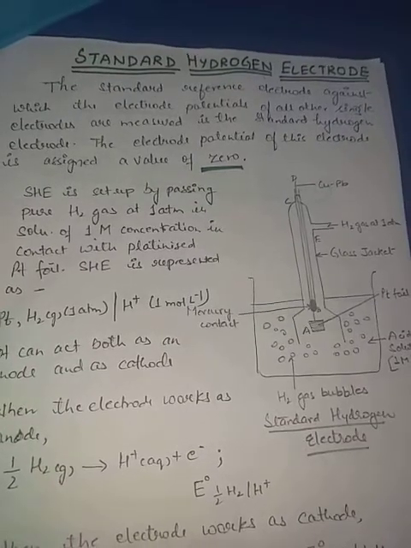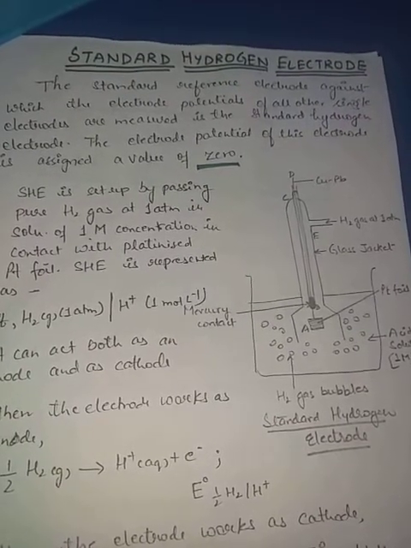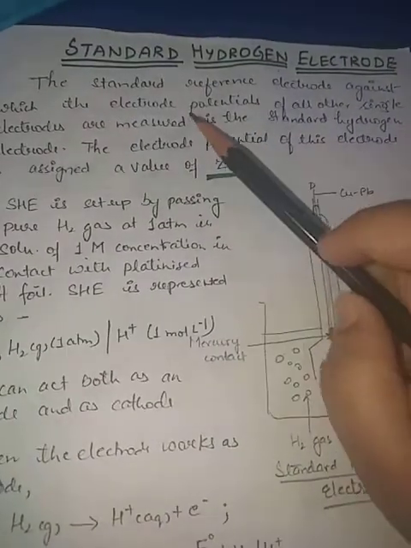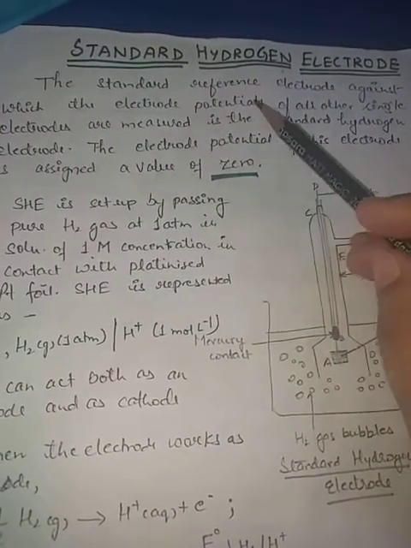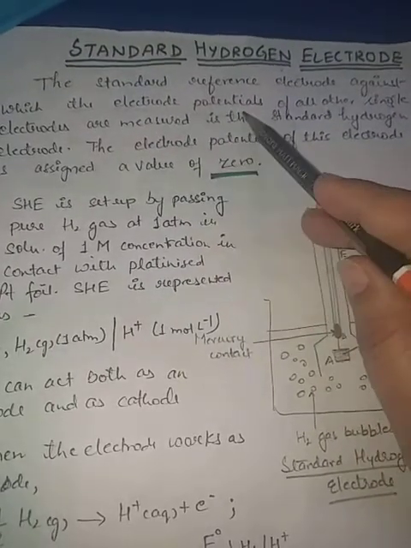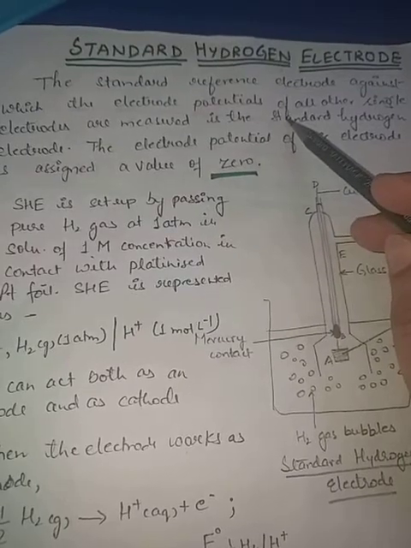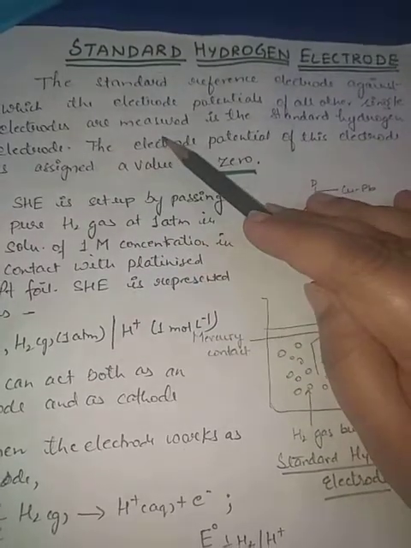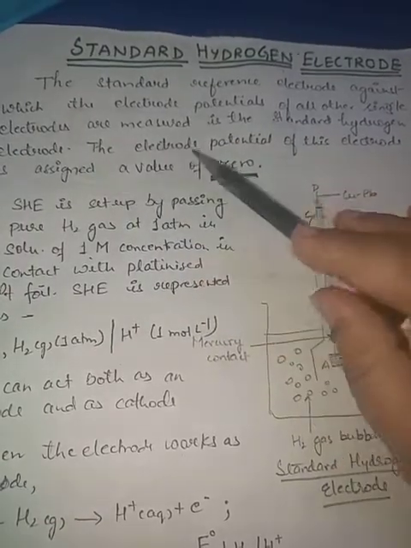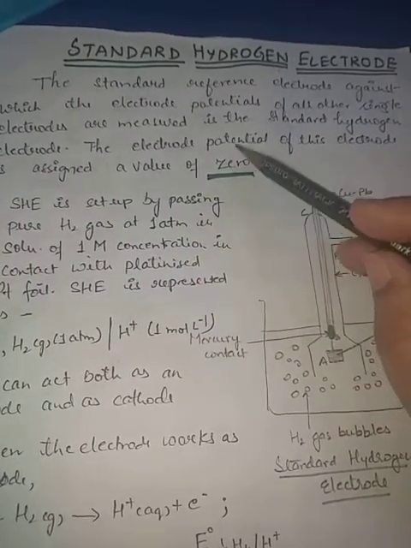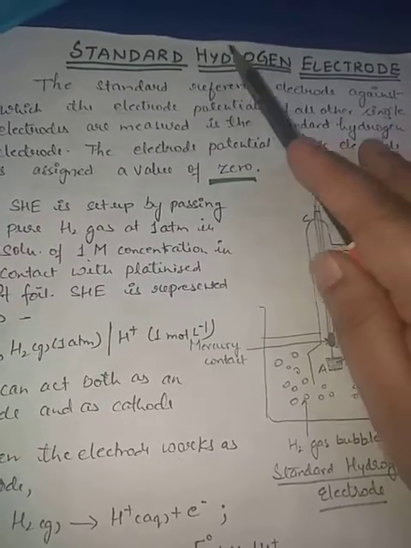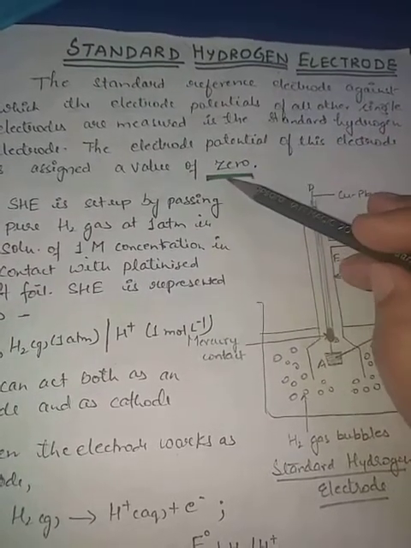Hello students, today we will study the standard hydrogen electrode. It is the reference electrode against which the electrode potentials of all the other single electrodes are measured, and its electrode potential is zero. Keep this point in your mind: the electrode potential of the standard hydrogen electrode is zero.